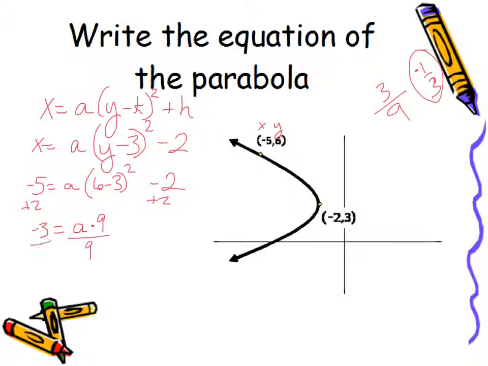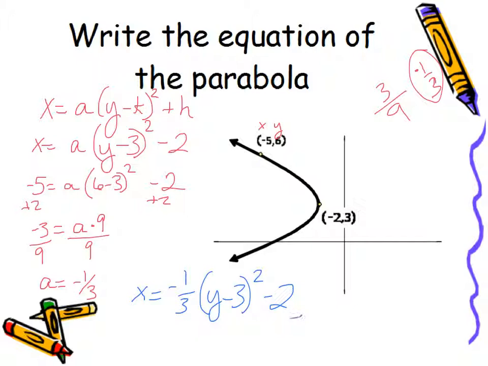Divide both sides by 9. Oh, looky, there's that negative 3/9. Okay, so a ends up being negative 1/3. All right, so then come back. Let's write our equation. We're going to grab that negative 1/3 and plug it in for our a. So our final answer will be x equals negative 1/3 times y minus 3 squared minus 2.